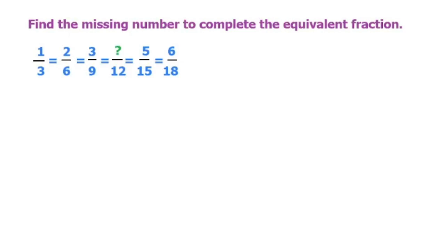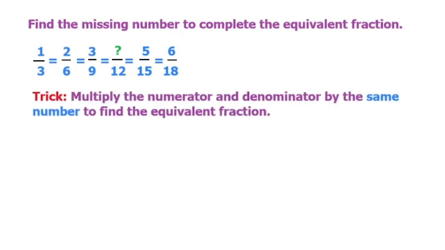In this video, we're going to work with equivalent fractions and sequences of equivalent fractions. So if we have a problem like this that says find the missing number to complete the equivalent fraction, and then we see the sequence of equivalent fractions. So we have 1/3 equals 2/6, which equals 3/9, which equals question mark over 12, which equals 5/15, which equals 6/18. So the trick to doing this is knowing that you need to multiply the numerator and denominator by the same number to find the equivalent fraction.